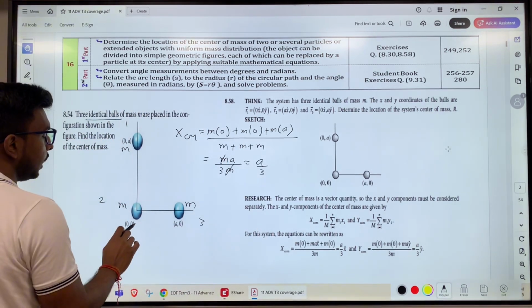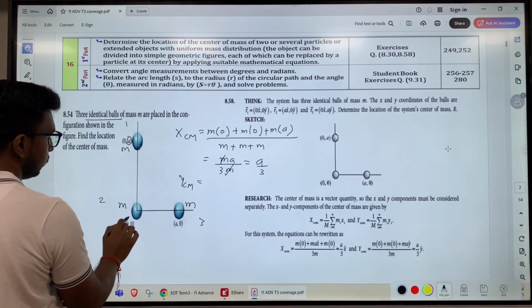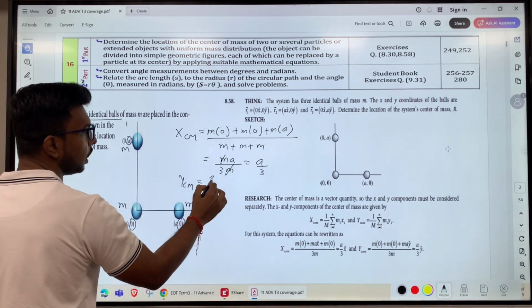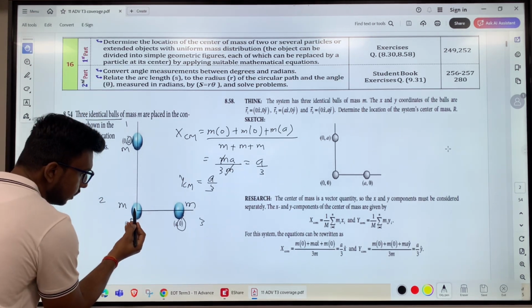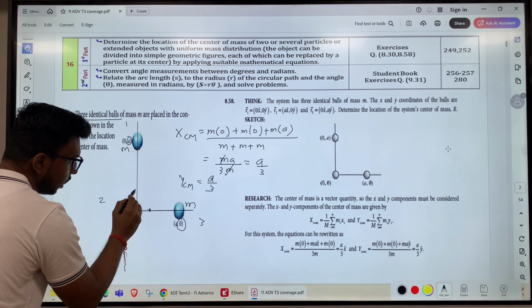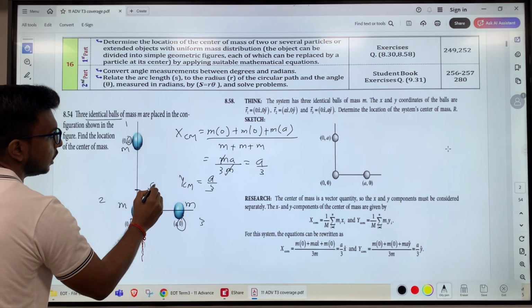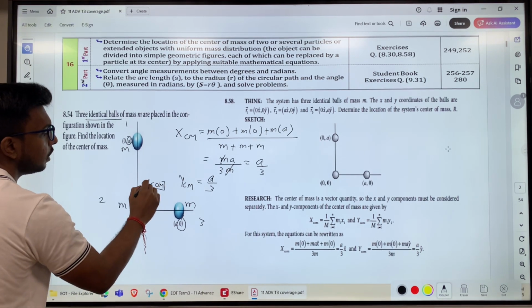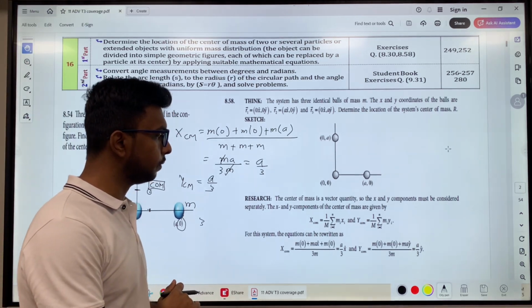Same way, when you calculate ycm, you will take the y coordinates and you will see the result will come out to be the same, a by 3. So where is the center of mass? A by 3 would be 1/3 somewhere here, and a by 3 here would be 1/3 somewhere here. This would be the point of the center of mass. This is the location of the center of mass. This is what you needed to calculate.